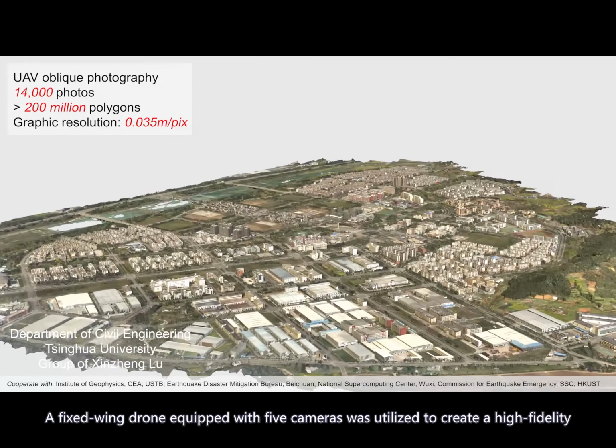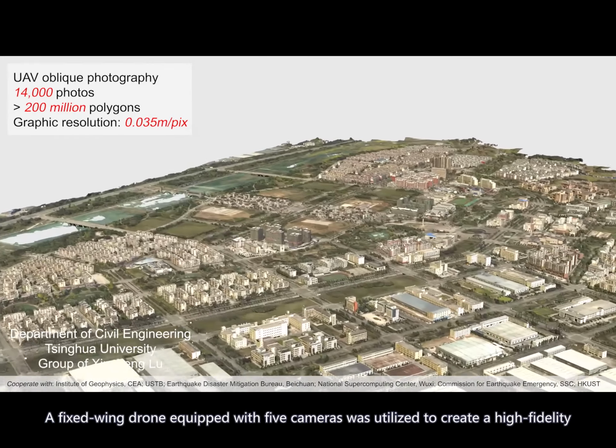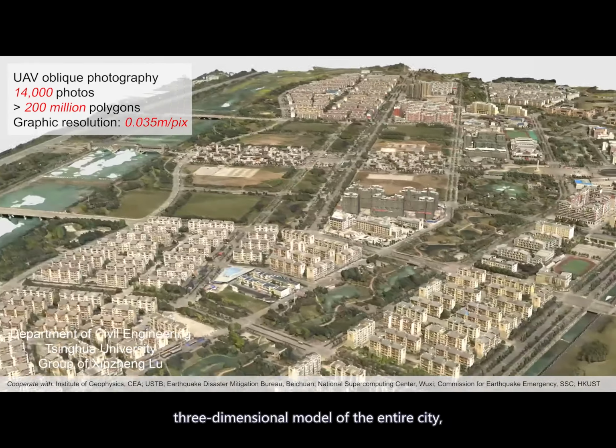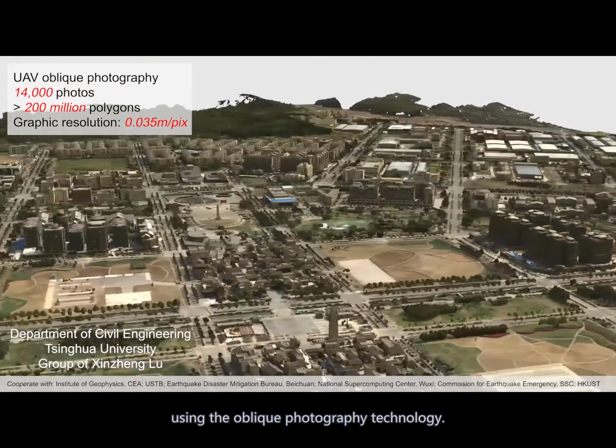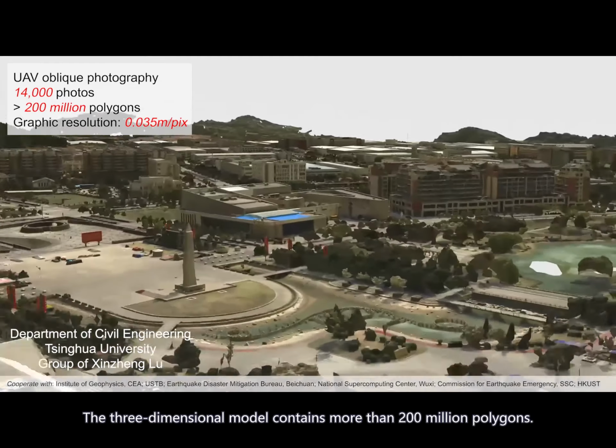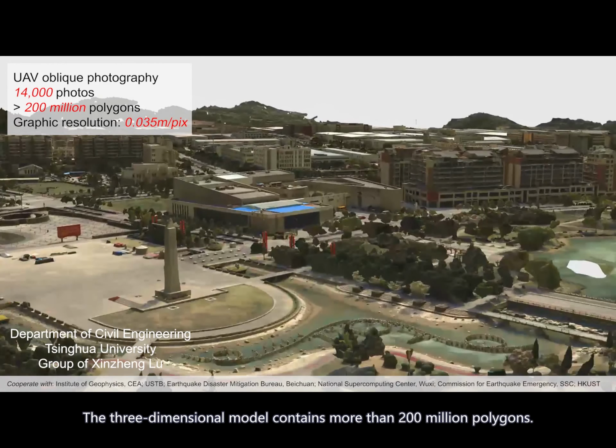A fixed-wing drone equipped with 5 cameras was utilized to create a high-fidelity, 3-dimensional model of the entire city, using the oblique photography technology. The 3-dimensional model contains more than 200 million polygons.